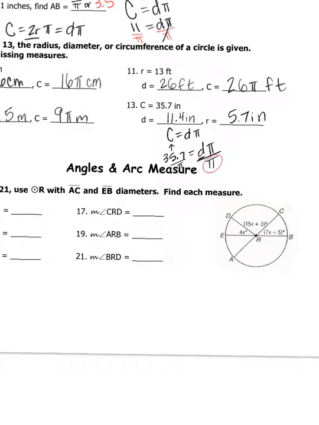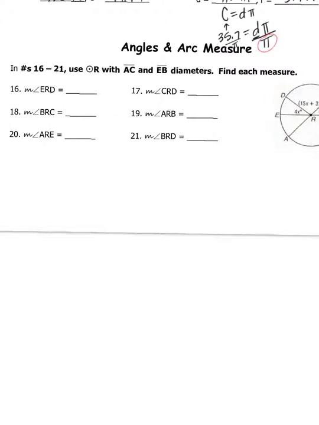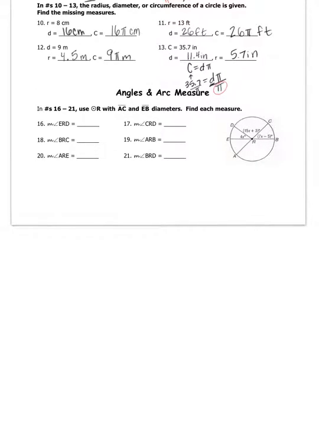All right, let's look at the next set. We have circle R, and we know that AC and EB are diameters. We need to find each measure. Well, to get started, I think I'm going to go after what X is. I know that EB is a diameter, so therefore I know that these three must add up to 180. So that's how I'm going to start. I'm going to say I know 4x plus 15x plus 3 plus 7x minus 5 equals 180.